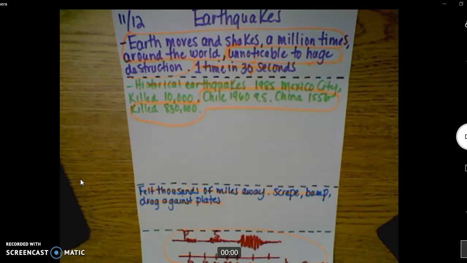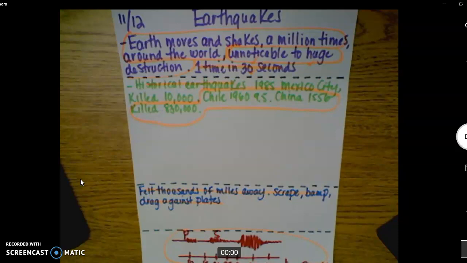the introduction. The introduction should name the topic and define the topic. On the graphic organizer, I wrote Earth moves and shakes, one time every 30 seconds, around the world. I can't just rewrite that, so I'm going to have to think about how to put that into sentences. I can say, when the Earth moves or shakes, that's called an earthquake. They happen one time a minute all around the world.